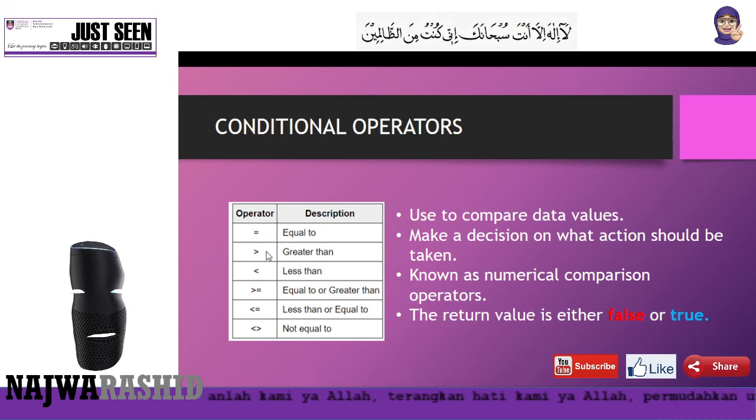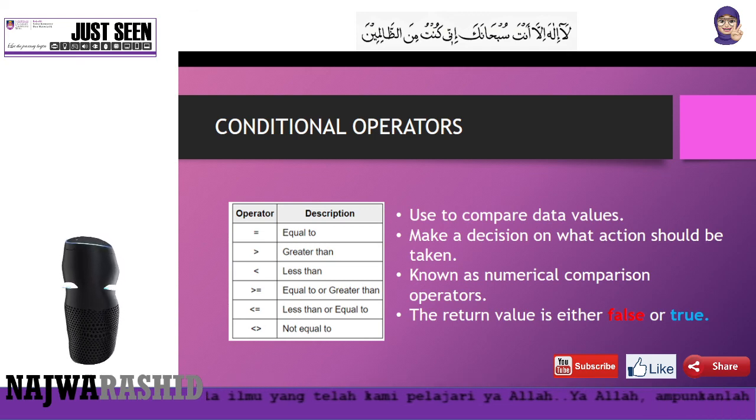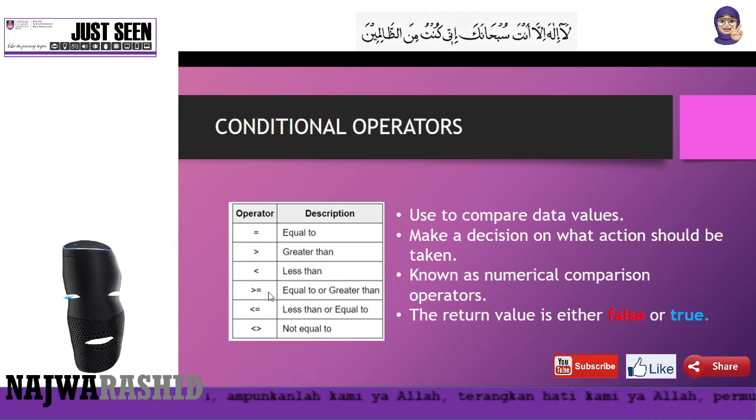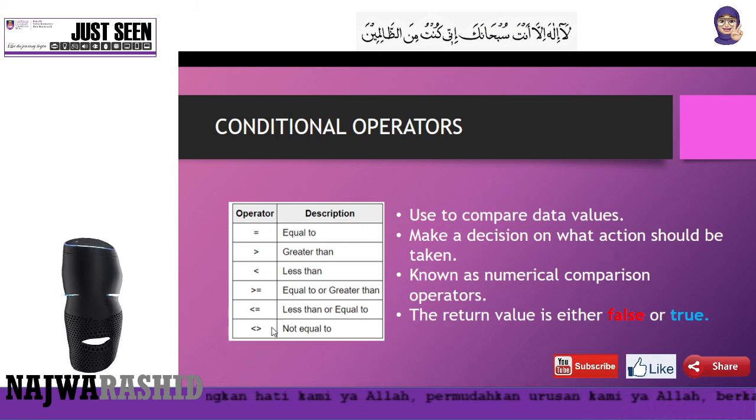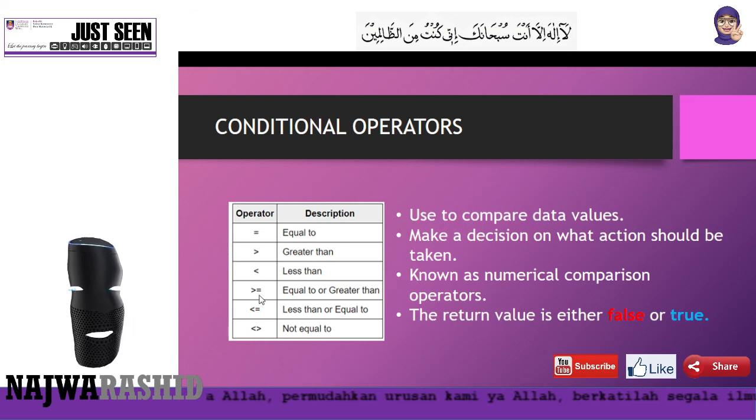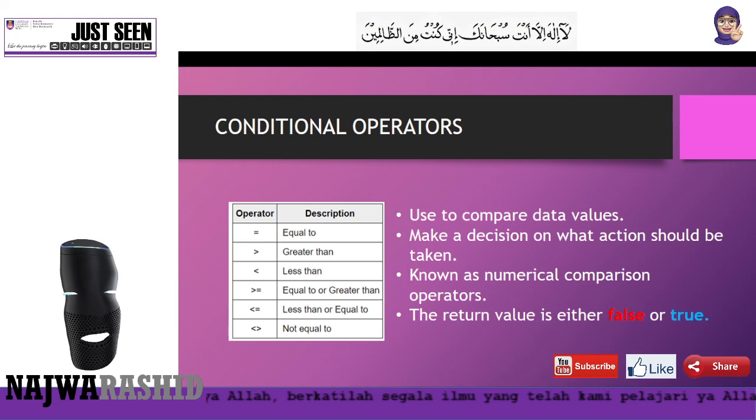Next operator, we have greater than. If we want to make a decision based on the greater number, for example, if number 1 is greater than number 2, then what will happen? And then we have the less than operator, greater than or equal to, less than or equal to, and not equal. So these are the operators that we can use when we do programming in Visual Basic.